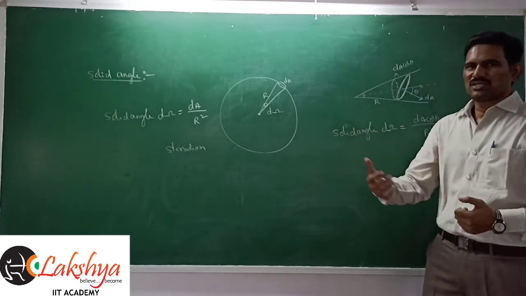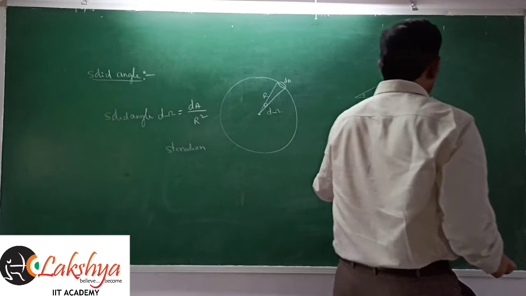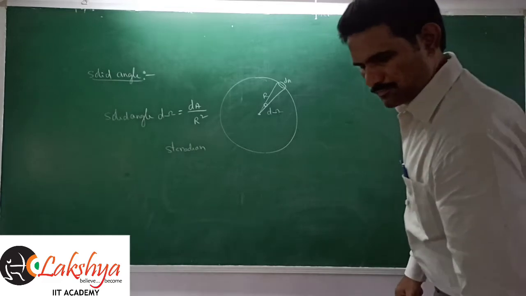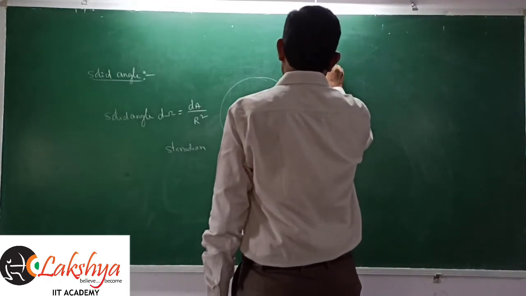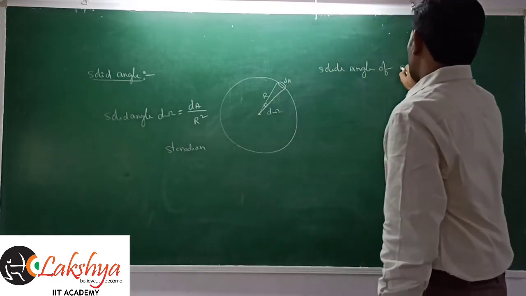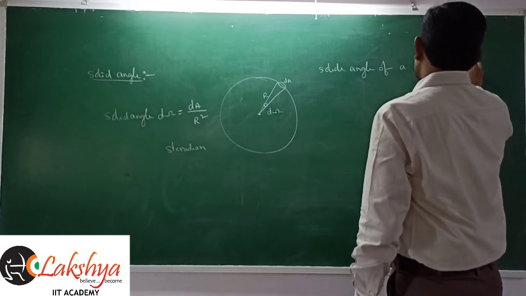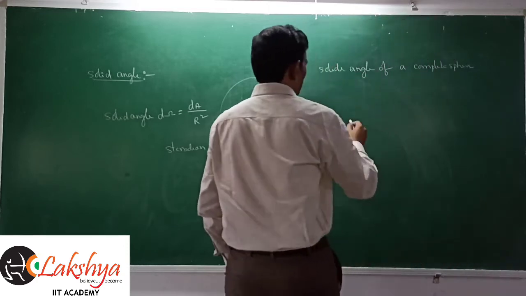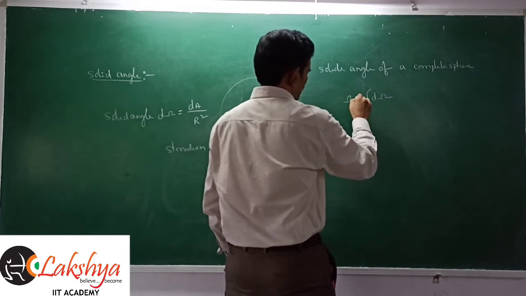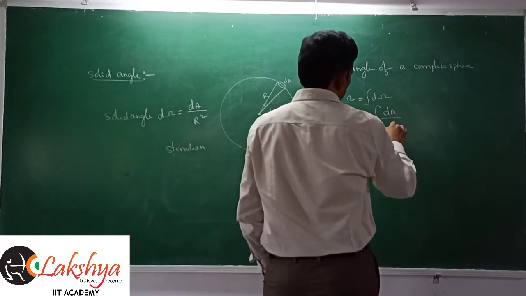For example, let us take the case of a sphere itself. This is just a definition for these small elements. So, the solid angle of a complete sphere, I can write as the integral of d omega, simply omega is equal to the integral of dA by r square, right?